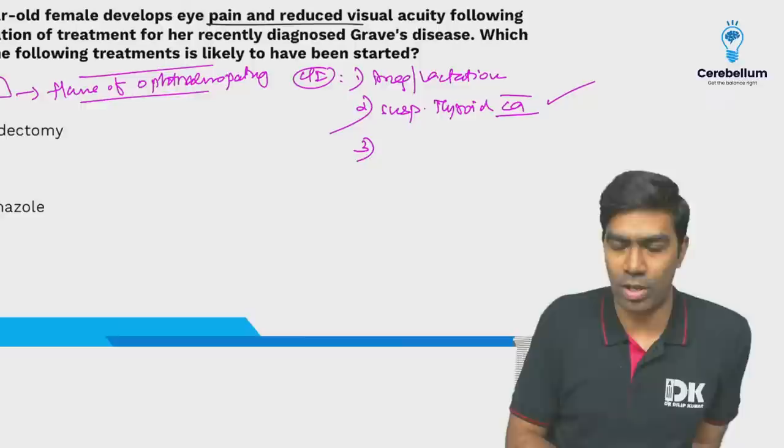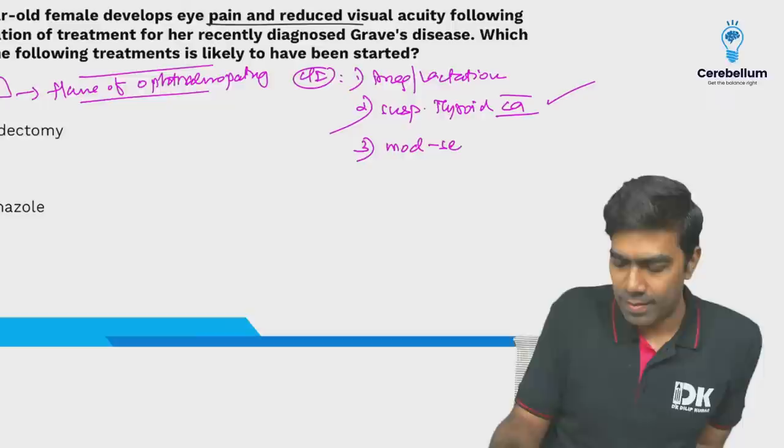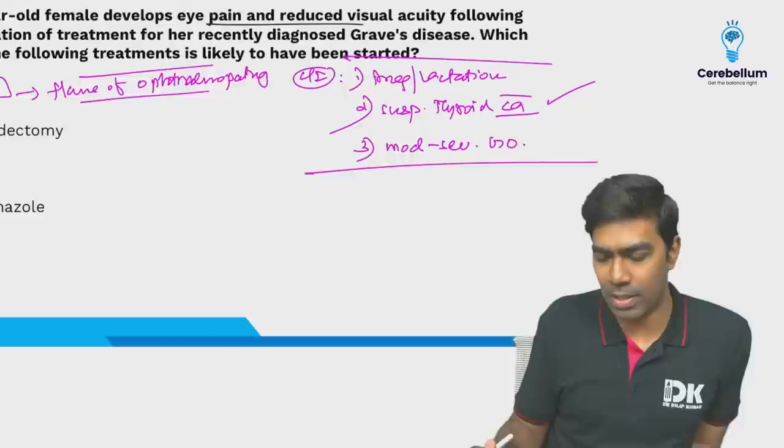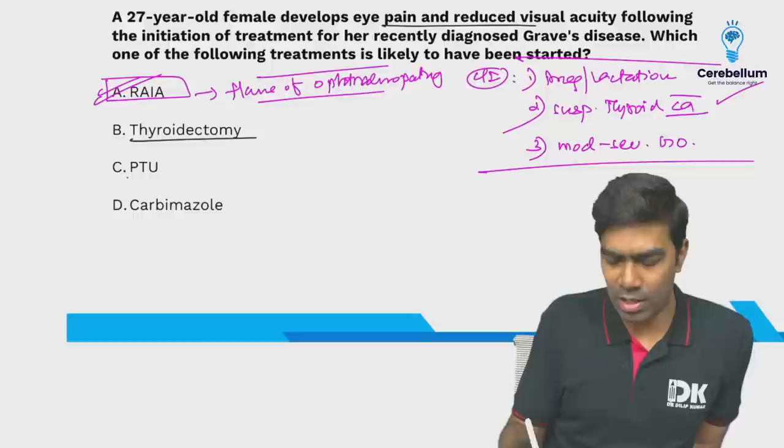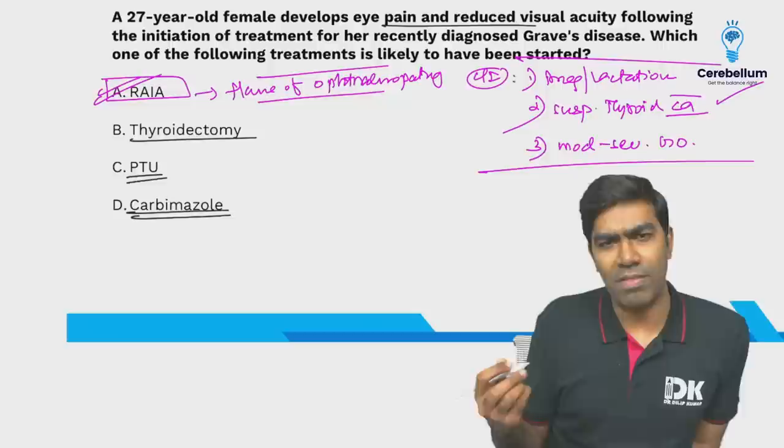The third one is moderate to severe ophthalmopathy, moderate to severe Graves' ophthalmopathy. So these are all contraindications for radioactive iodine ablation: pregnancy, lactation, suspected thyroid cancer, and moderate to severe ophthalmopathy. Thyroidectomy will not cause a flare. Propylthiouracil also will not cause a flare, even though it can cause hepatotoxicity in high doses. Carbimazole will cause only rash.